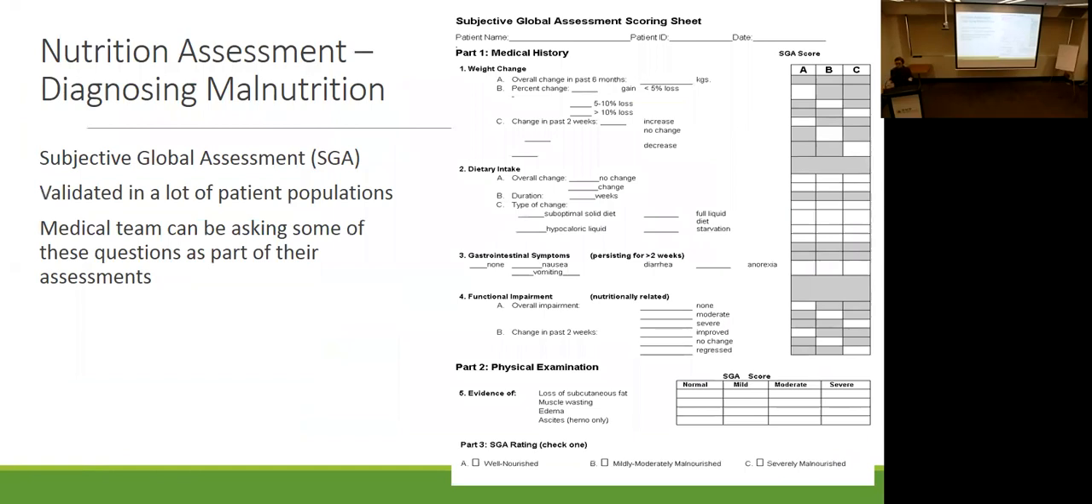So what do we do with that information once we have identified that this patient is potentially at risk of malnutrition? Dietitians use a diagnostic tool called the Subjective Global Assessment, or the SGA. The reason we use that is because it's been validated in many different patient populations. And again, just like the MST tool that I just showed you, this is not something that you will need to do, but it's really important that you are aware of the types of information that we look for and gather when we are making a malnutrition diagnosis.